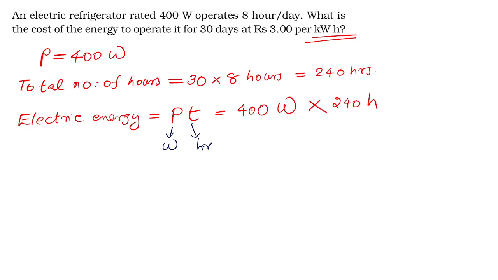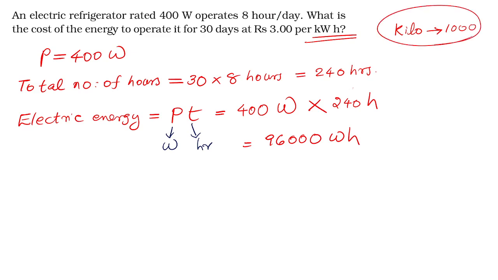Let me do the multiplication. 400 into 240. You will get 96000 watt hour. WH means watt hour. I want the unit in kilowatt hour. Kilo stands for 1000. If you don't know, please write it somewhere. Kilo stands for 1000.